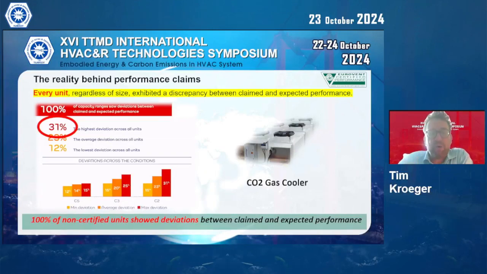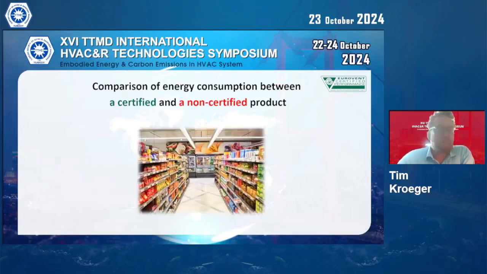Now, I'm not saying that all non-certified manufacturers over-declare their products, but even with that in mind, and only using published performance data, we have a deviation as soon as we move away from the standard conditions. A very careful eye on the time here. What does it actually mean for a typical refrigeration application?